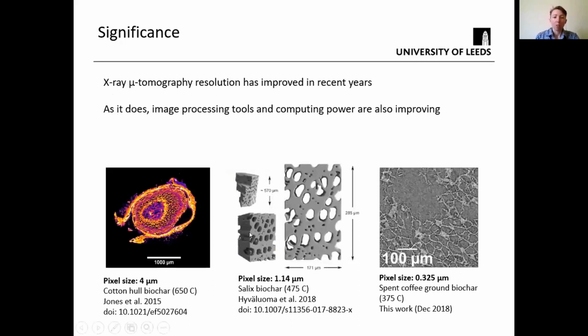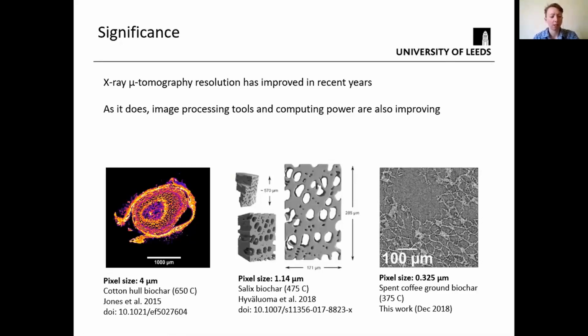Just to recap with these images, these are all tomography data on biochar, and in terms of pixel size, this has decreased in the past 5 years or so, as the ability to image at greater resolution has increased. As that has improved, so has computing power.